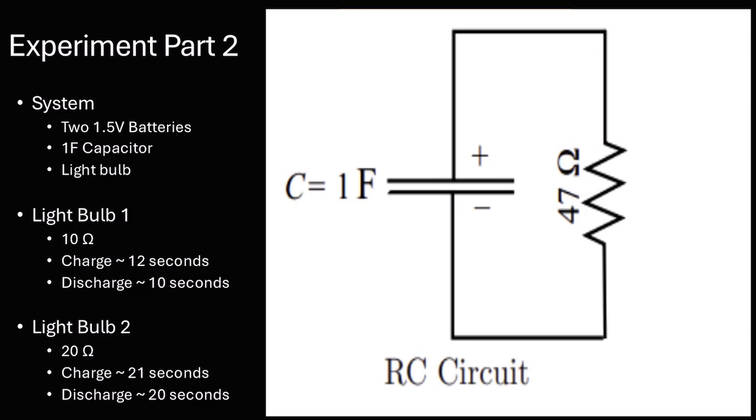In this part of the experiment, the system can be identified as two 1.5 volt batteries, a 1 farad capacitor, and a light bulb. Light bulb 1 had an internal resistance of about 10 ohms. In this experiment, we found the charge time for light bulb 1 to be about 12 seconds and the discharge time to be about 10 seconds. Light bulb 2 had an increased resistance of 20 ohms. In this part, we found an increased charge time of about 21 seconds and an increased discharge time of about 20 seconds.